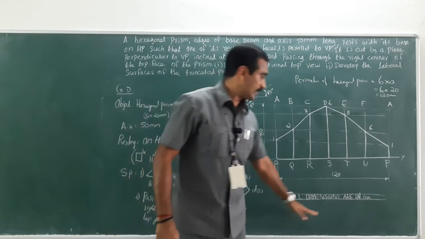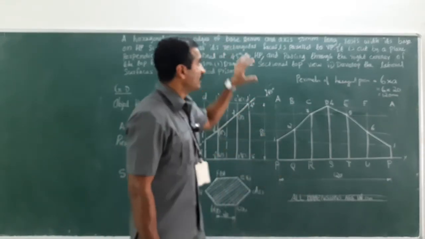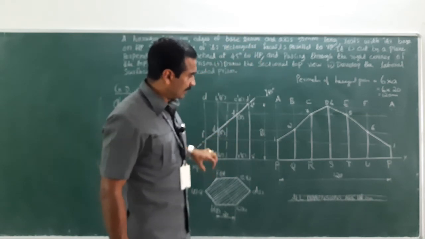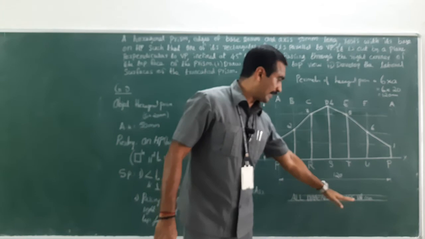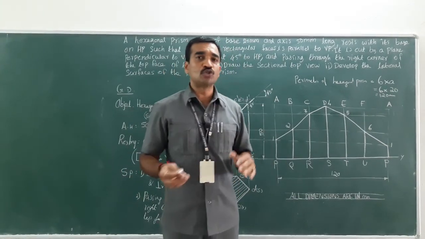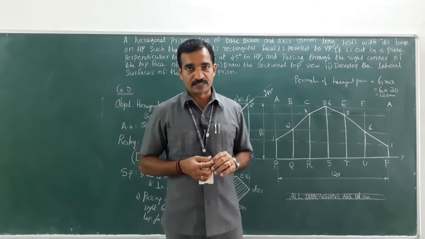Next, if you want, you can just mention the scale as true scale 1:1 because whatever dimension given here, same thing used to draw all the diagrams, right? Therefore, you can mention that as a scale 1:1. Hope you have understood how to draw the development of lateral surfaces for hexagonal prism. Thank you.